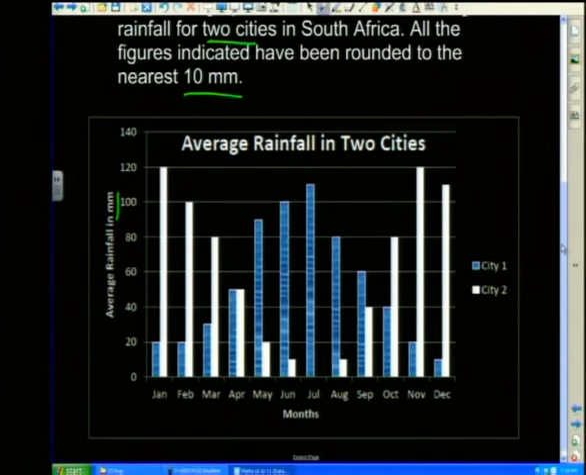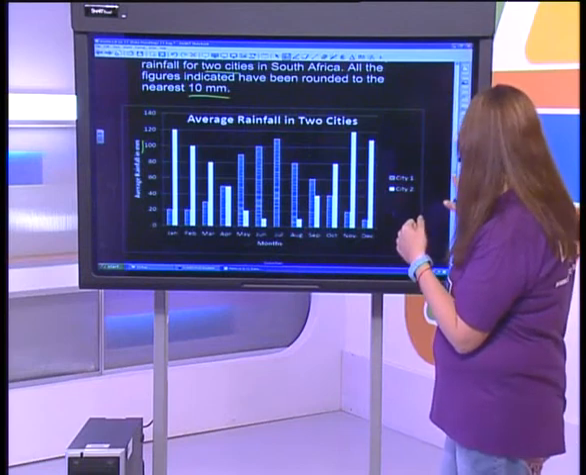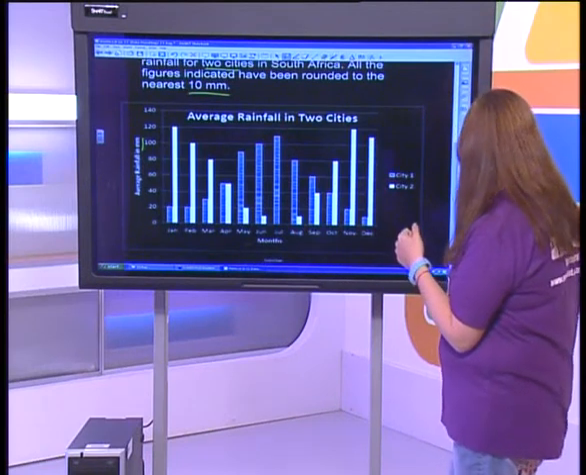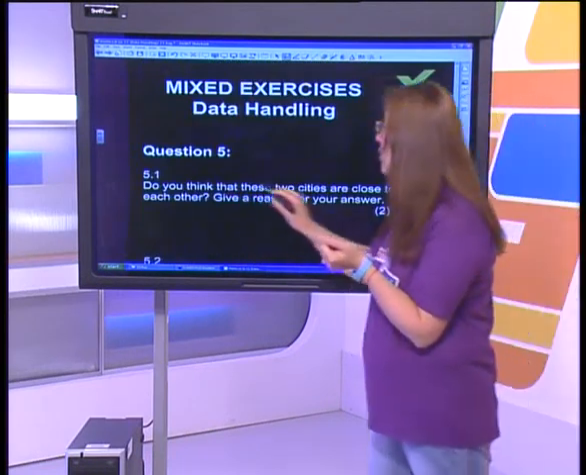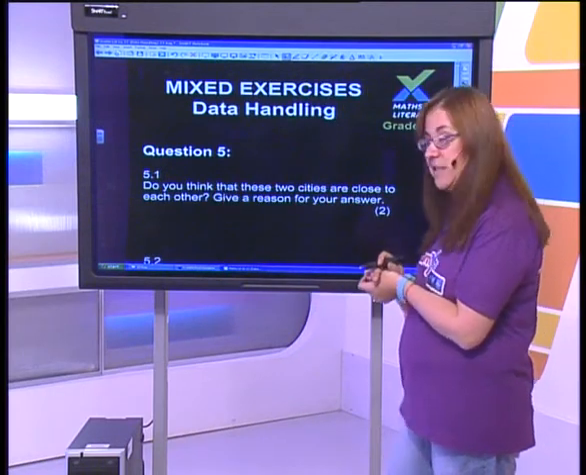That's City 1. And City 2 starts at a high and decreases through to July, where there's no rain at all, and increases again in November, a little bit down in December. So we've got 2 total extremes. And I think that's probably a clue for one of our questions that we need to answer. Right, let's go through to the questions. Do you think these 2 cities are close to each other? Give a reason for your answer.